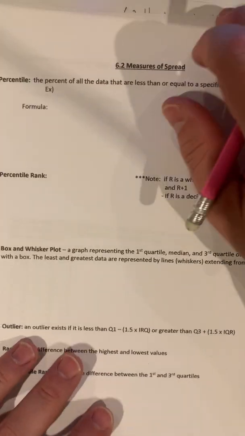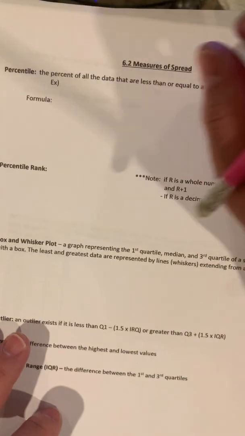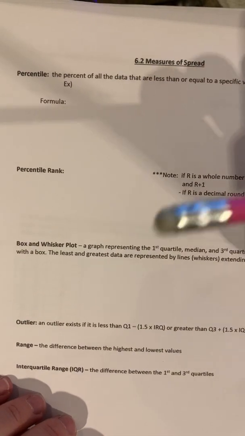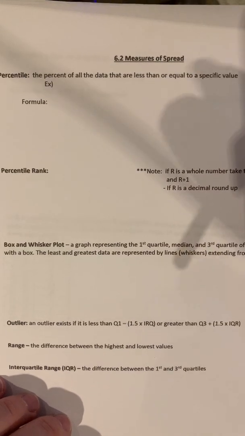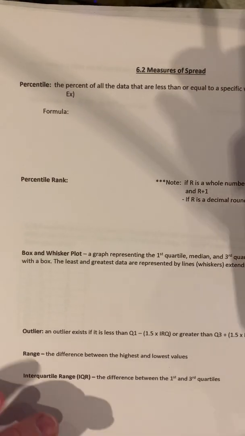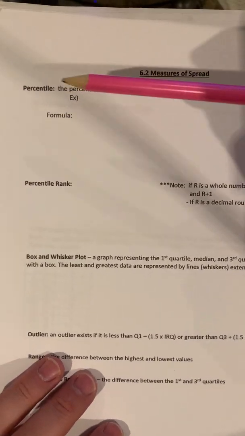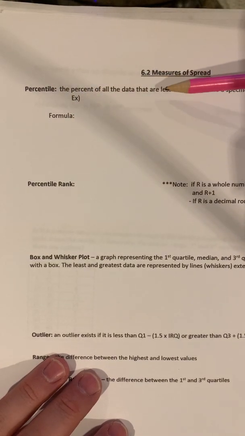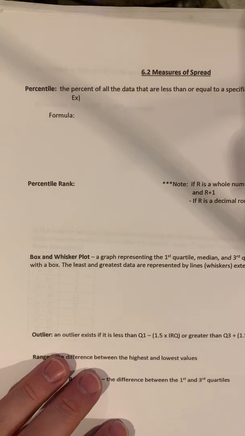This lesson is going to be mostly new information for you, so please pay close attention, and this will be important for the rest of the chapter and moving into chapter 7. Measures of spread. We have something called percentile: the percent of all the data that are less than or equal to a specific value.